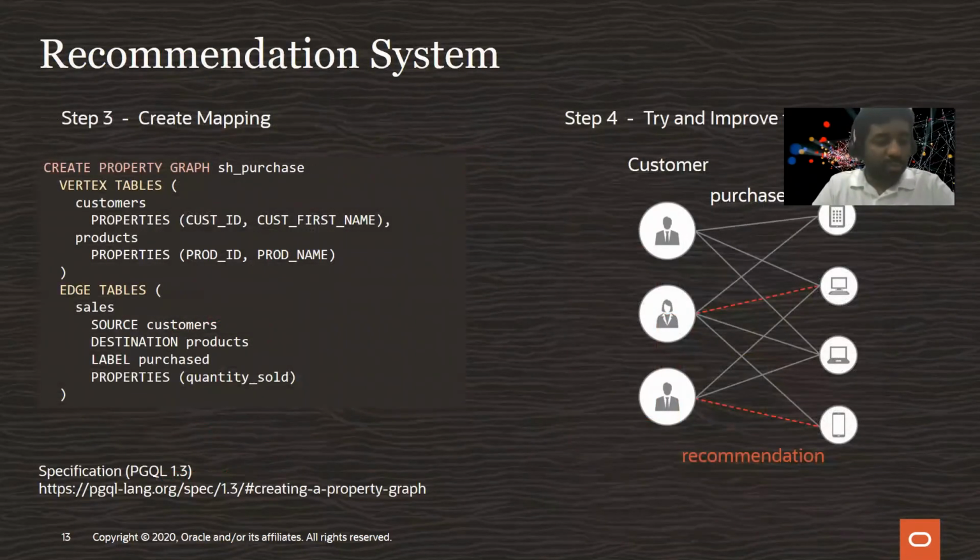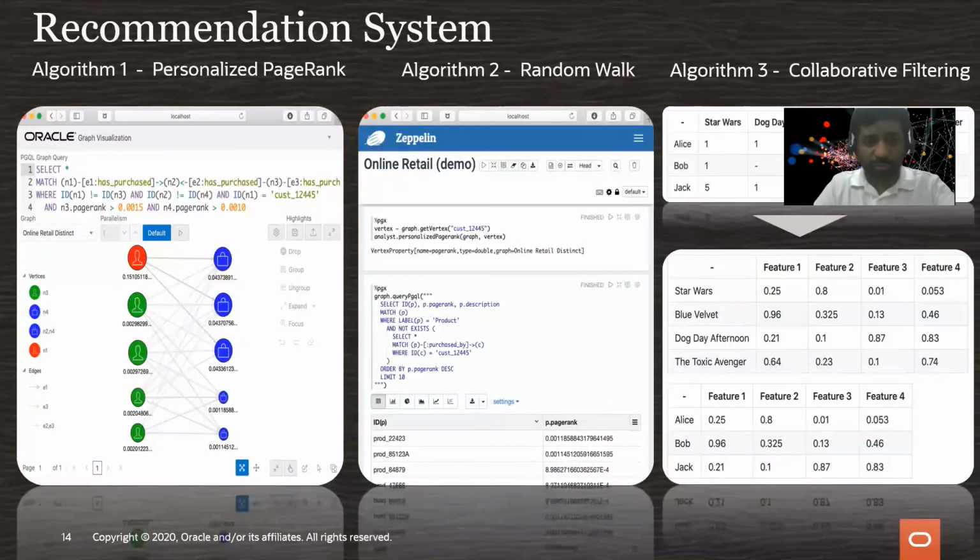Based on the details, you then create the mappings by identifying the vertex tables. In this case, vertex tables are the customers and the products. And then you have the edge table, which is fetched from the sales table, wherein the source will be the customers and the destination will be the product. So a customer has purchased a product. So customer is the source and product is the destination, with its labels and the sales related details. And then you try to apply algorithms on top of it and try to improve the models.